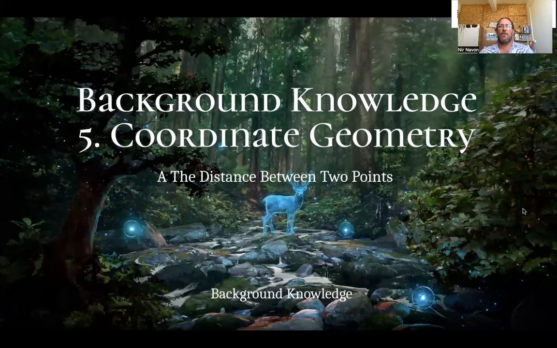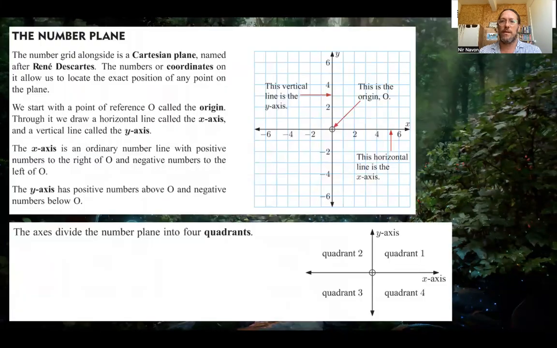Hi everyone, background knowledge on coordinate geometry, the distance between 2 points. This is called a plane. It's called the Cartesian plane or the number plane. And here we have coordinates according to X and Y. This is called the origin, 0, 0. This is the X-axis and this is the Y-axis.